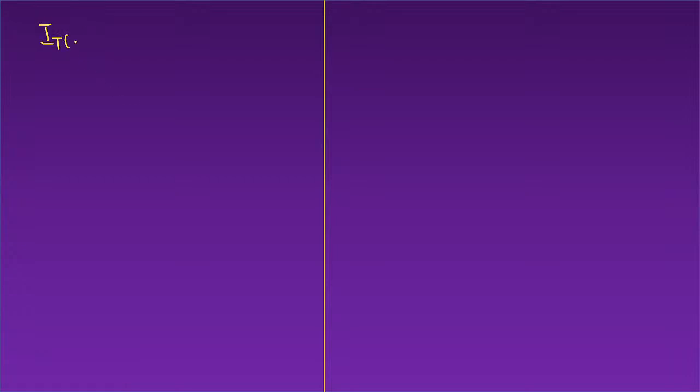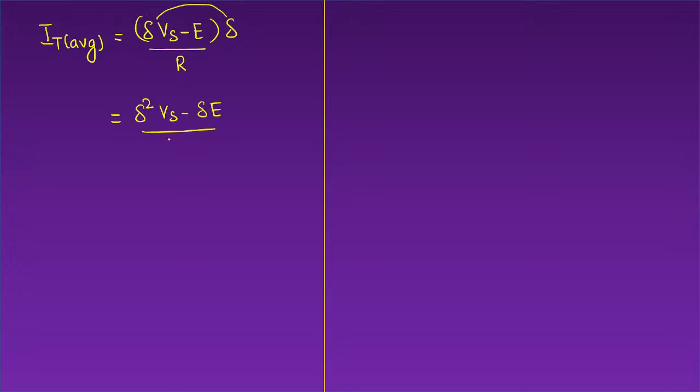The thyristor average current, if I further expand this, we will have delta times of supply voltage minus battery voltage E. Here also we have delta, and in the denominator we have a resistor. If I open up the bracket, delta into delta gives delta square times supply voltage, minus delta times battery voltage E, upon R. So this is the average value of the thyristor current.